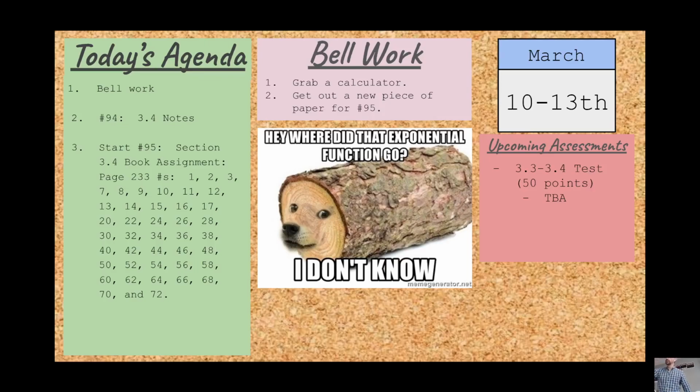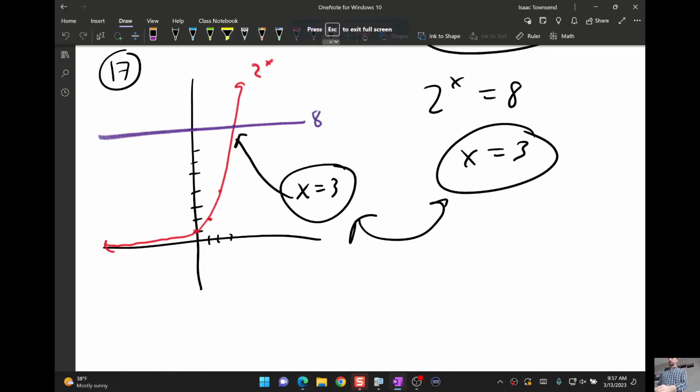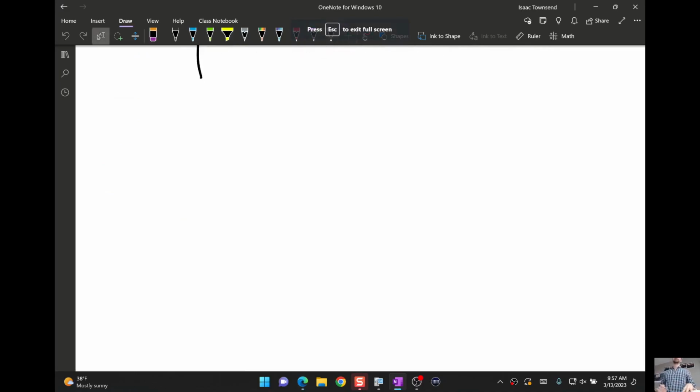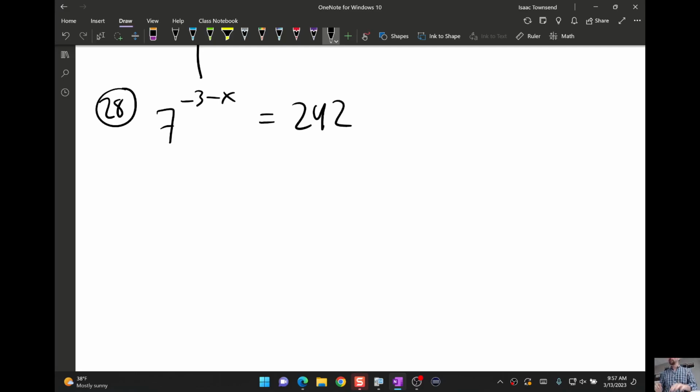Let's try again here. Got a few more that you may have found? 28. You're 28. 7 to the negative 3 minus x equals 242.